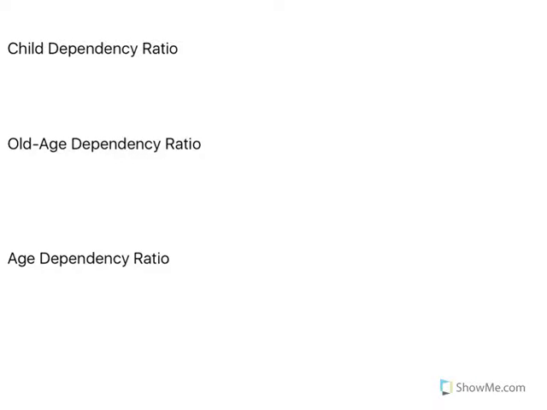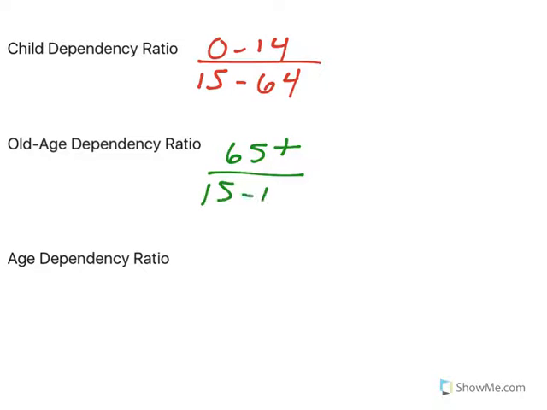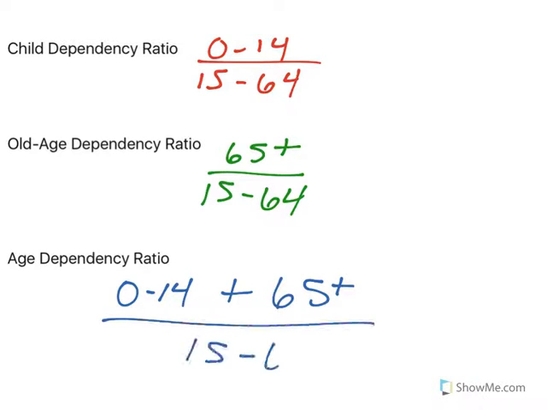All right, let's just review our dependency ratios. Child dependency ratio puts the 0 to 14-year-olds, those are our children, over the working class, which is 15 to 64-year-olds. Old age dependency, old ages are considered 65 and over, and again, we compare them to the working class. When we look at just straight up age dependency, that's where we take our 0 to 14-year-olds, we add to it our oldies at 65 and over, and we divide it by our working population, 15 to 64. So that's how we get those ratios.